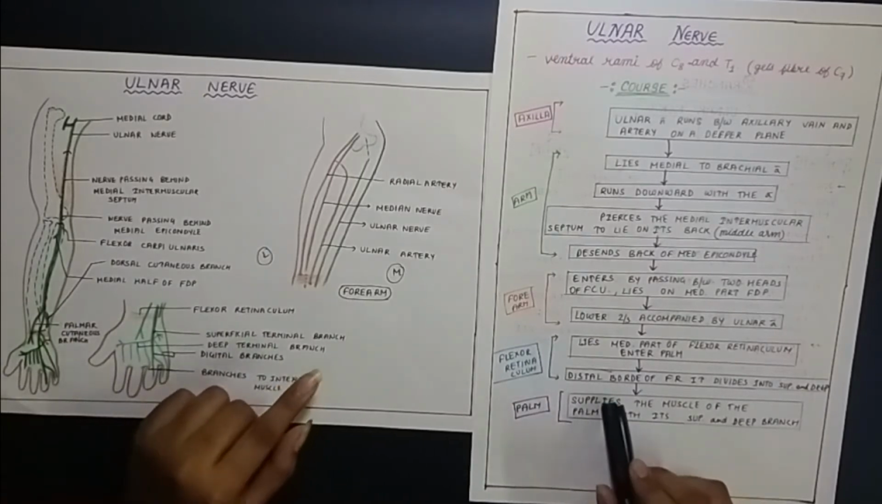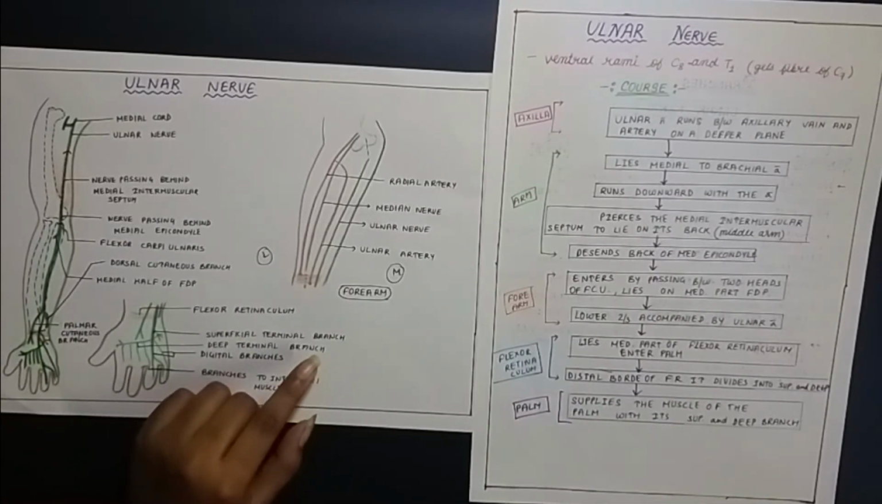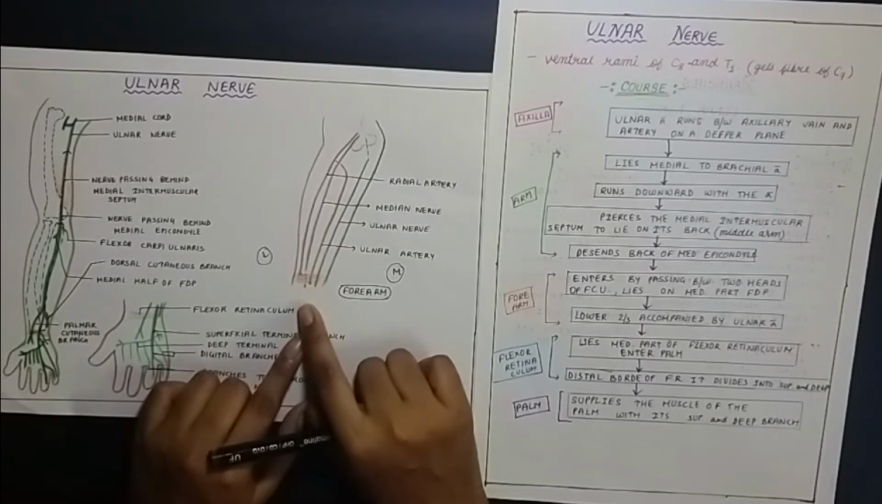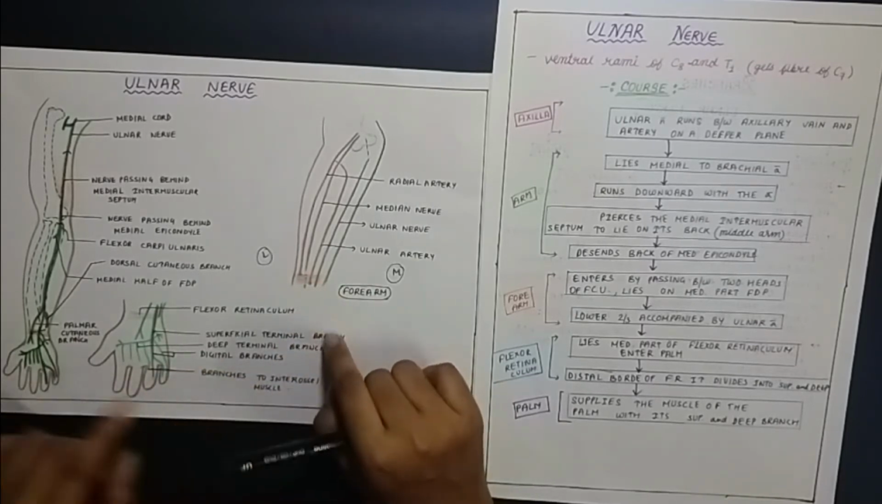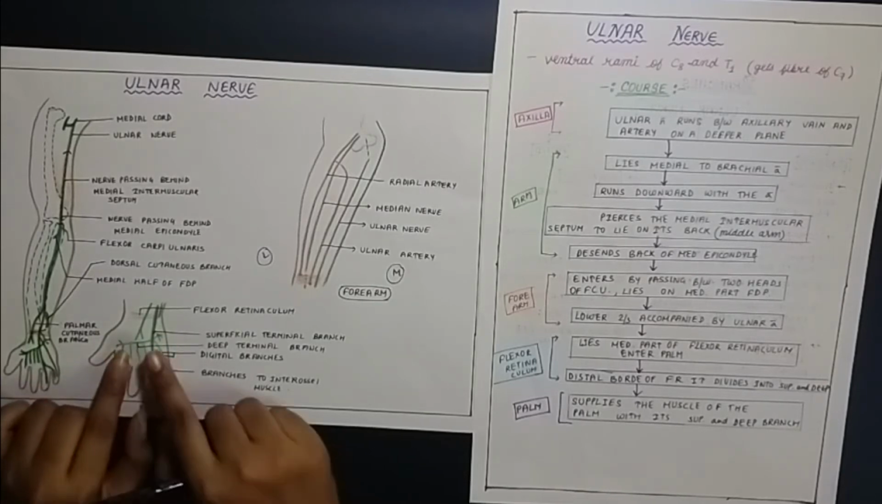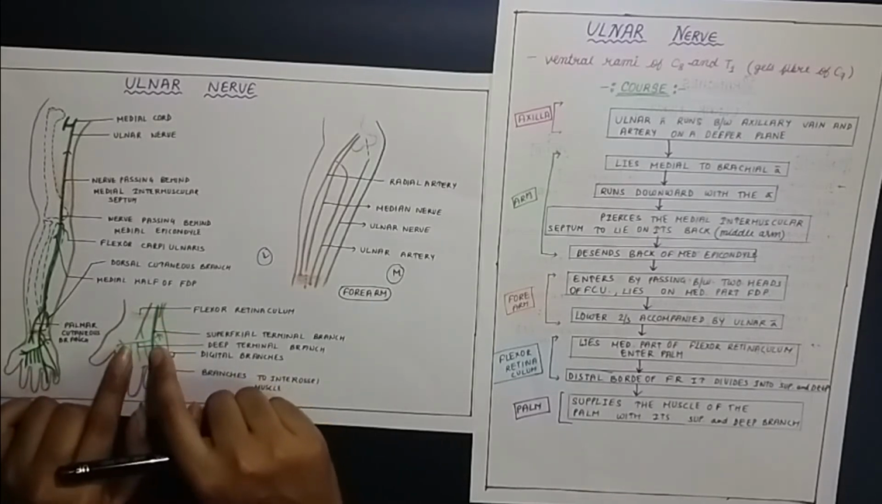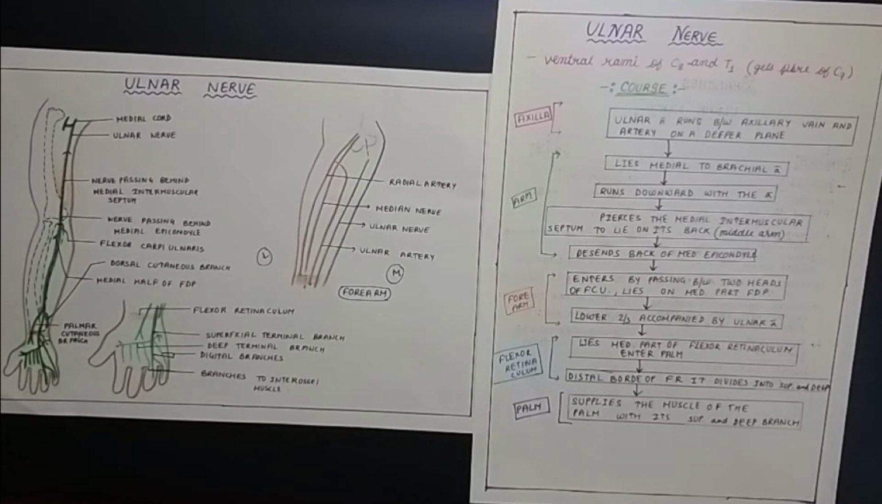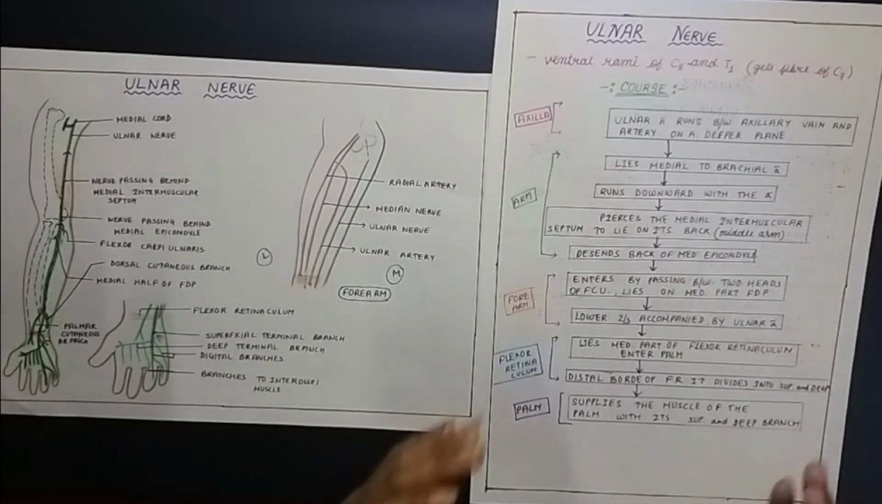Okay, at the distal border of the flexor retinaculum, it divides into superficial and deep branches. See, like this it will move. This is the superficial and this is the deep branch. So from here it will divide into two branches. And then in the palm it supplies the intrinsic muscles, the digits and everything in the medial half of the palm. So this is the whole course of the ulnar nerve.